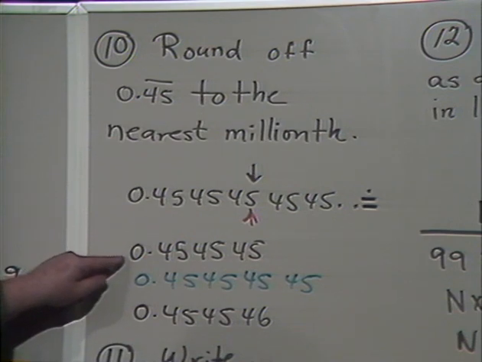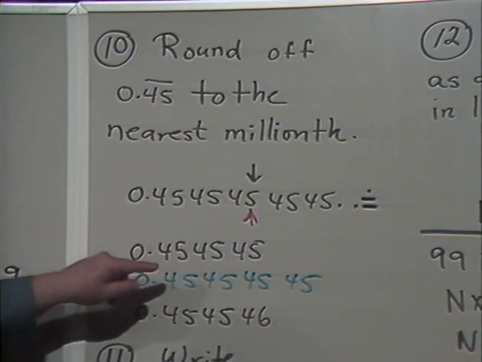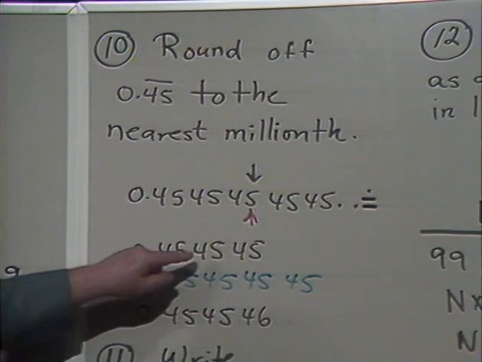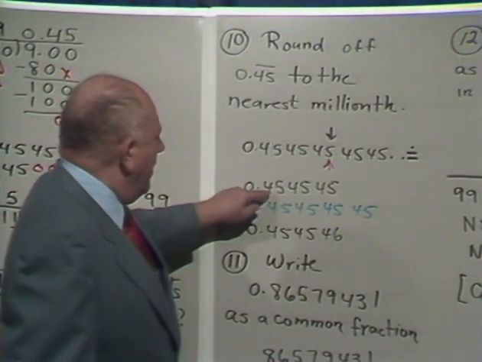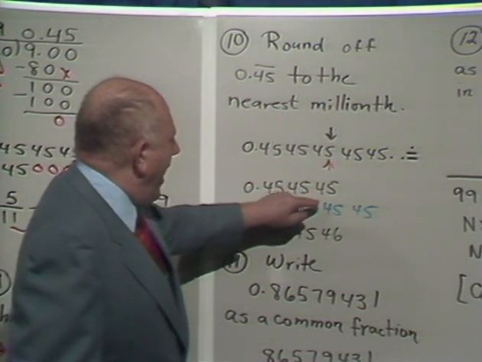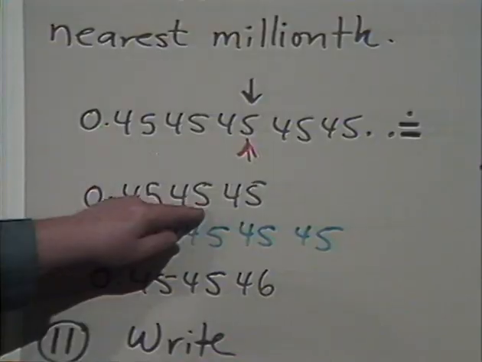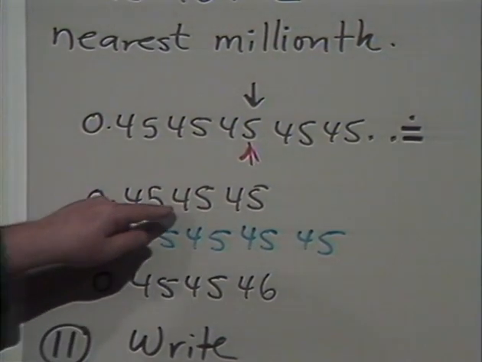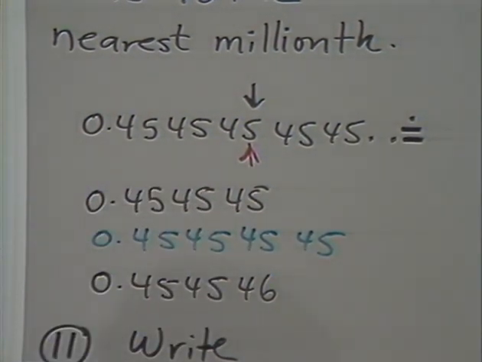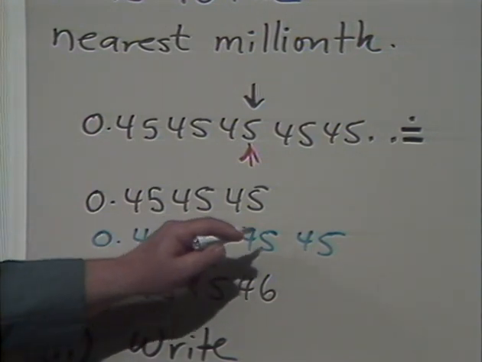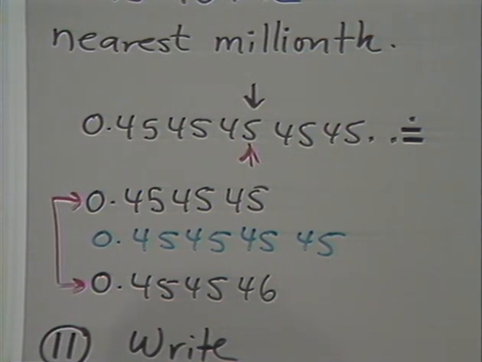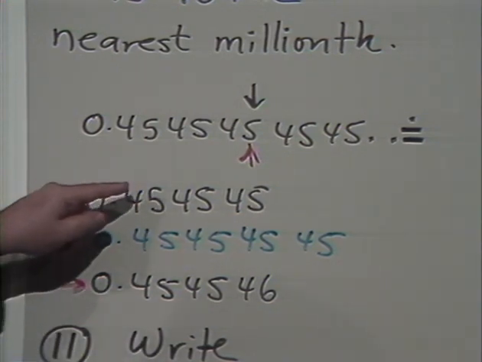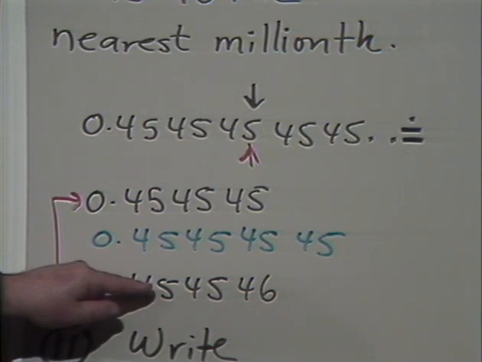What does this round off to? In other words, to the nearest millionth, 0.454545 endlessly is 0.454545. By the way, what would the next millionth be after 0.454545? See, after 454,545 comes 454,546. So 0.45454545 endlessly is caught where? It's caught between these two numbers, both of which, by the way, happen to be easy to write as common fractions.